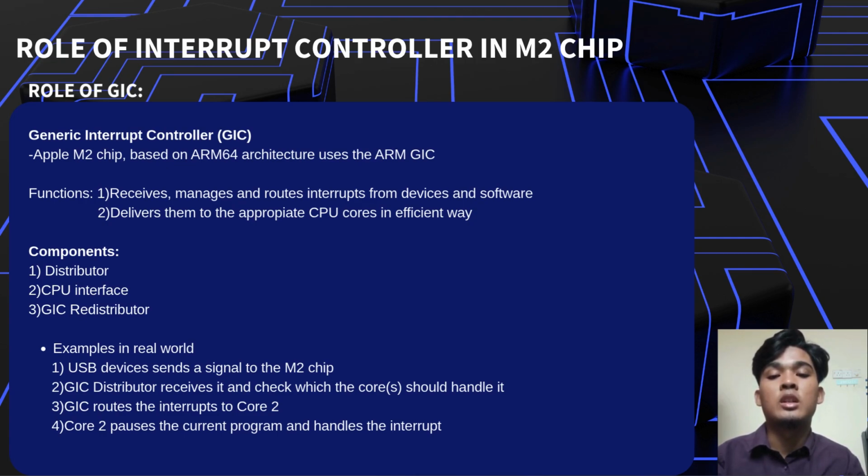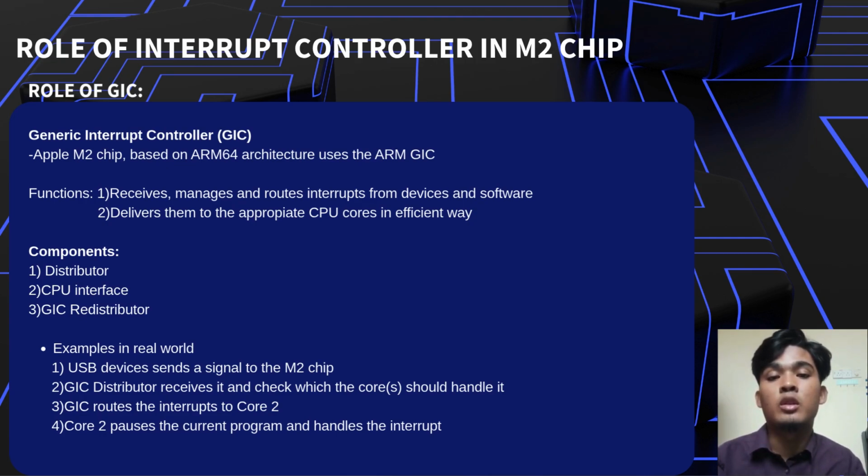To perform this function, the GIC is structured with several key components. The distributor is the central point that receives all incoming interrupt requests. It is responsible for deciding which CPU core should handle them. And number 2, the CPU interface. This component acts as a bridge between GIC and CPU cores. It allows CPU core to manage pending interrupt that the distributor assigns. And number 3 is GIC distributor. This component helps interrupt delivery across multiple cores.